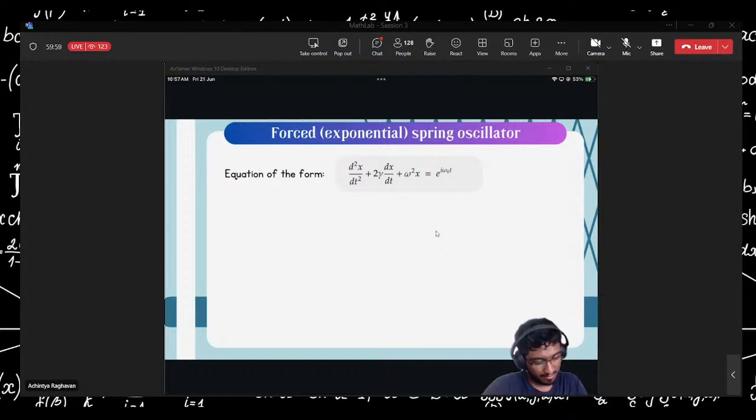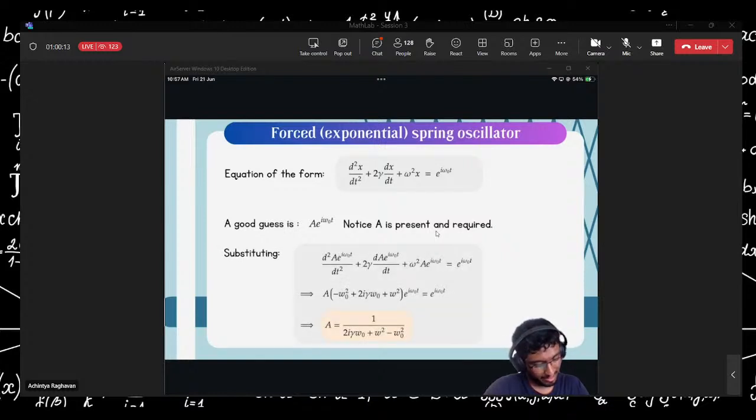So for the string oscillator, we can take our general string oscillator and try solving it. The method remains the same, but instead we substitute e power i omega naught t. Further solving it, I won't go through this because I've already done it for the general case. Further solving it, this is what you get as the constant.